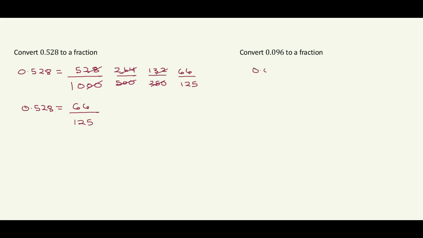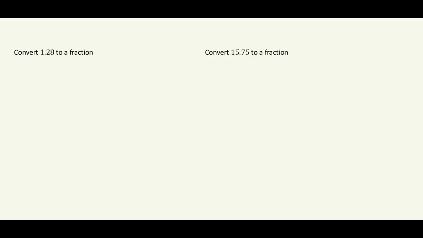So now we have 0.096. We're going to write 96 as your numerator, and then you have 1 as your denominator, and you count 1, 2, 3 digits. So we can divide this by 8. You have 12. You divide this by 8, you have 125. So 0.096 is 12 over 125.